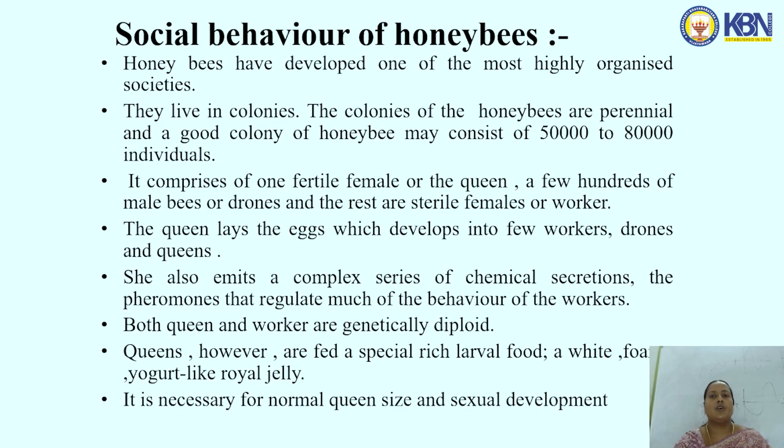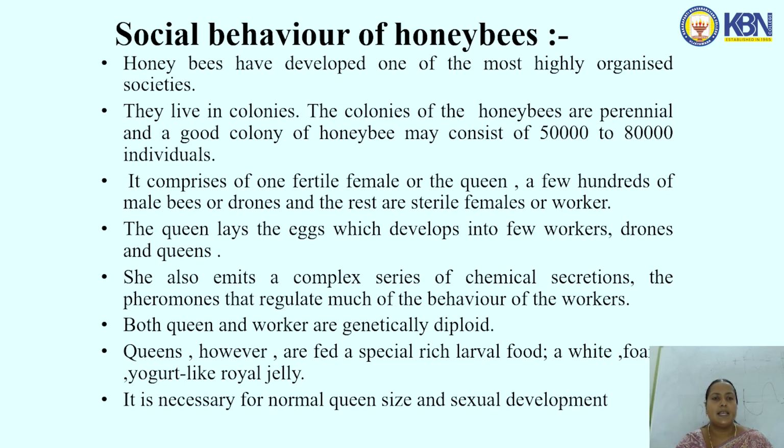Social behavior of honeybees. Honeybees have developed one of the most highly organized societies. They live in colonies. The colonies of honeybees are perennial and a good colony of honeybees may consist of 50,000 to 80,000 individuals. It comprises one fertile female or queen, a few hundred male bees or drones, and the rest are sterile females or workers.